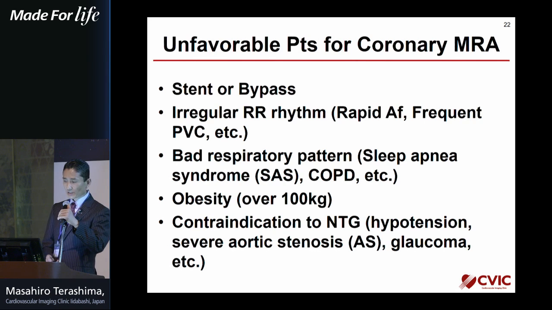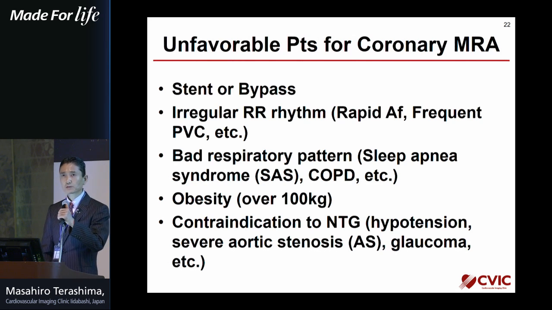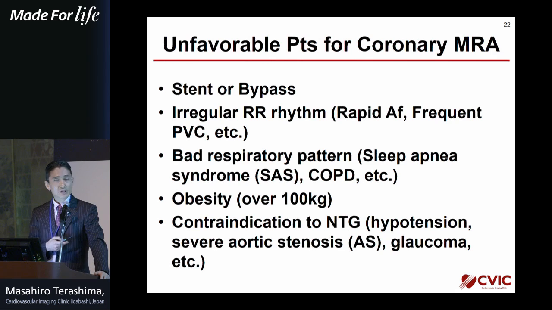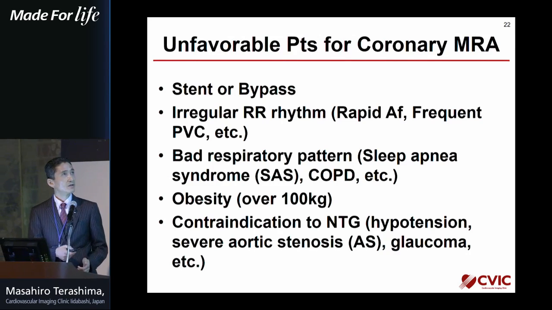And unfortunately, coronary MRI is not good for patients with, for example, a stent or bypass. Also arrhythmia patients, with very irregular RR intervals or rapid AF, frequent PVC, and also very bad respiratory pattern, such as sleep apnea syndrome or COPD, and obesity, a very big patient, as more than 100. And contraindication to nitroglycerin is not good for coronary MRI.